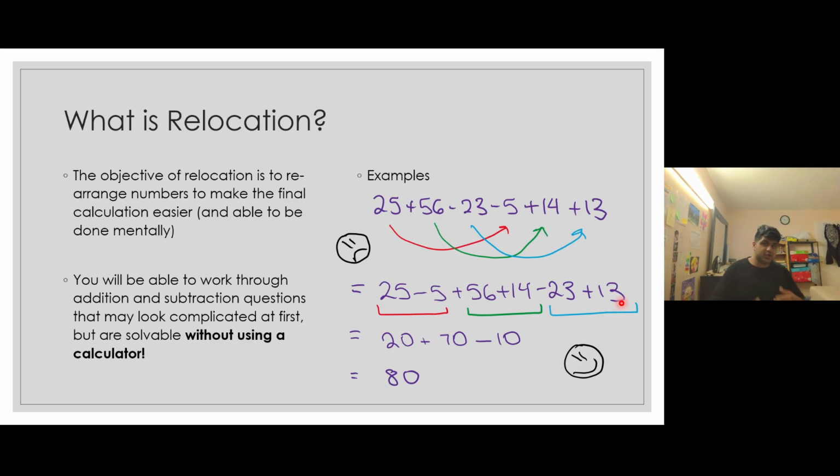But obviously, once you get your answer, I do want you to use a calculator here. So I've got a calculating device right here, and I'd like to check our answer. If you pump the original question into your calculator, 25 plus 56 minus 23 minus 5 plus 14 plus 13, you can see my answer here is 80, which is precisely the same answer we get using this property, which is called the relocation property.